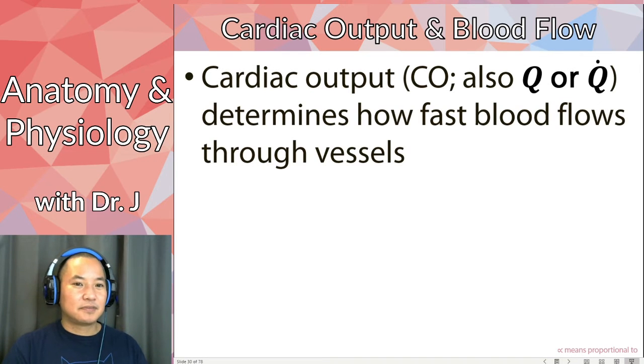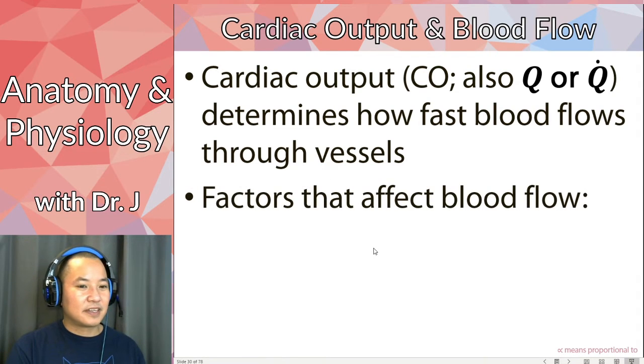So cardiac output, we abbreviate CO, but we're talking about something called hemodynamics, so basically how blood flows through your body. It's also sometimes abbreviated Q or Q with a dot, and this determines how fast blood flows through your vessels. Again, your heart is doing the pumping, therefore the activity of your heart and the flow from your heart is going to determine how fast your blood flows.